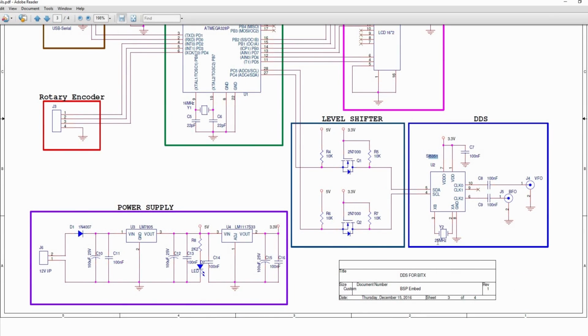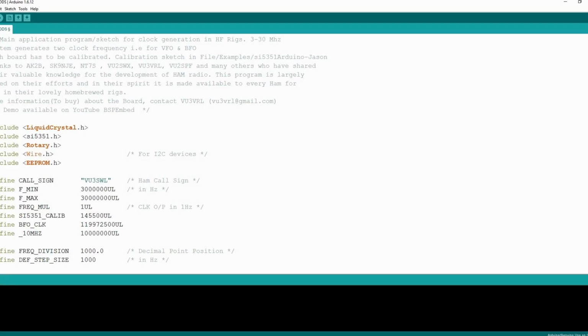SI5351, a DDS running at 25 MHz clock, has I2C interface with an Arduino and operates at 3.3 volts. Since it operates at 3.3 volts logic level and our friend Arduino operates at 5 volts, a level shifter is used. Input power to the system is 12 volts and regulated to 5 volts and 3.3 volts using LM7805 and LM1117 regulator.